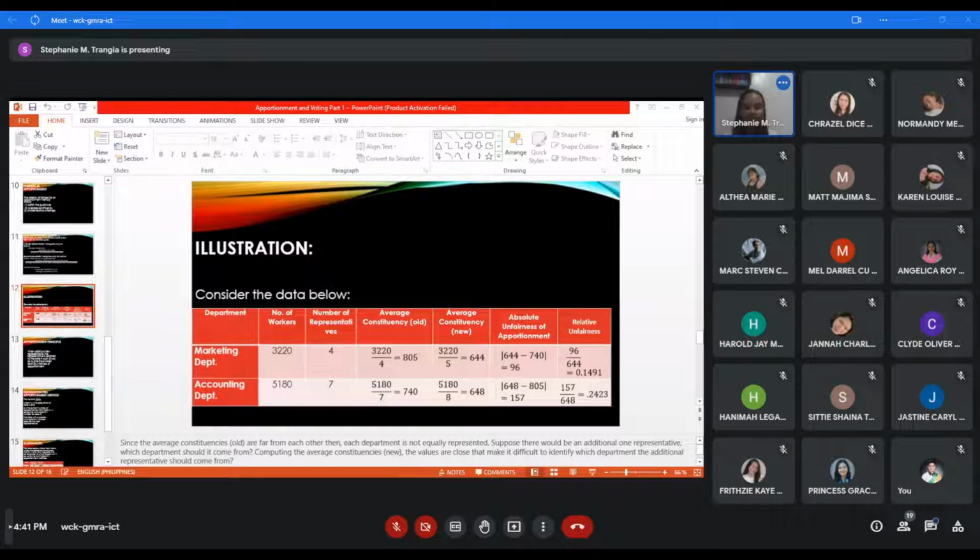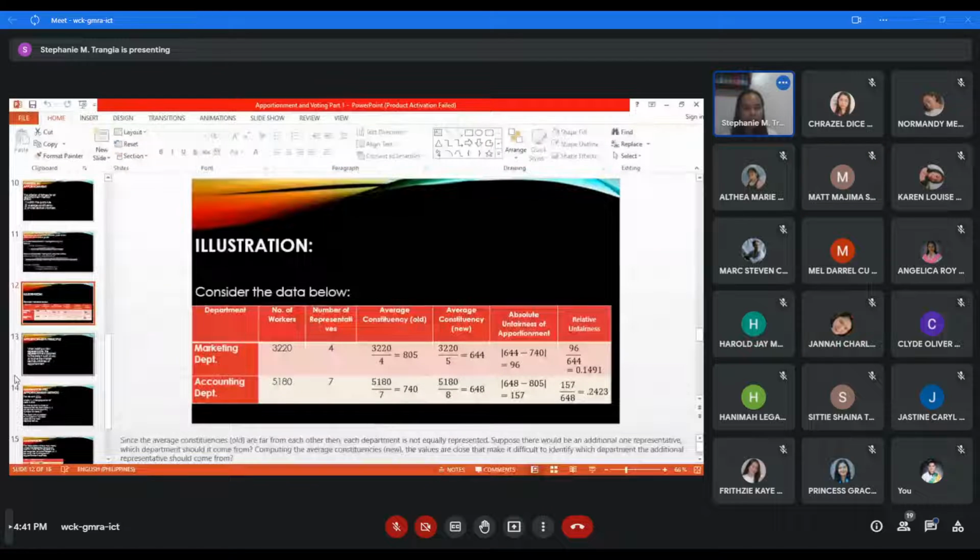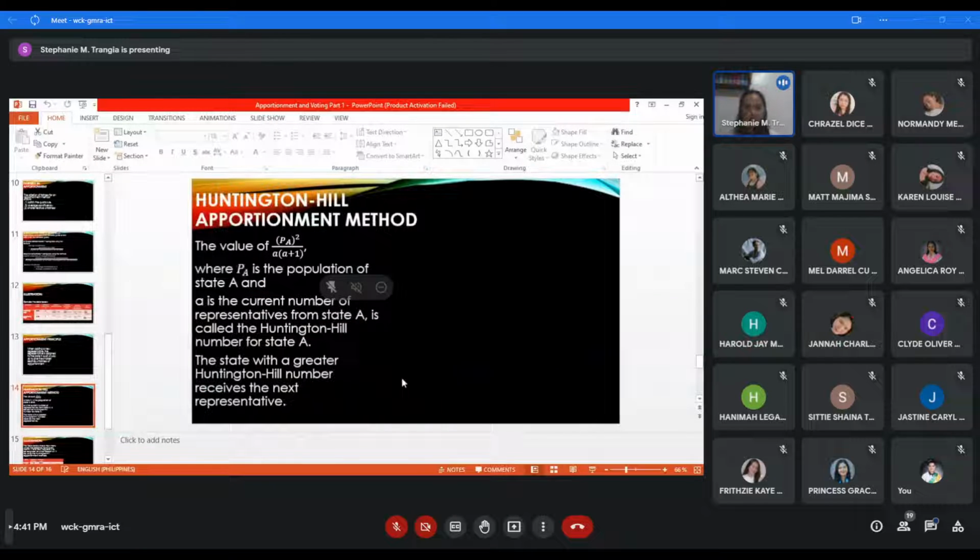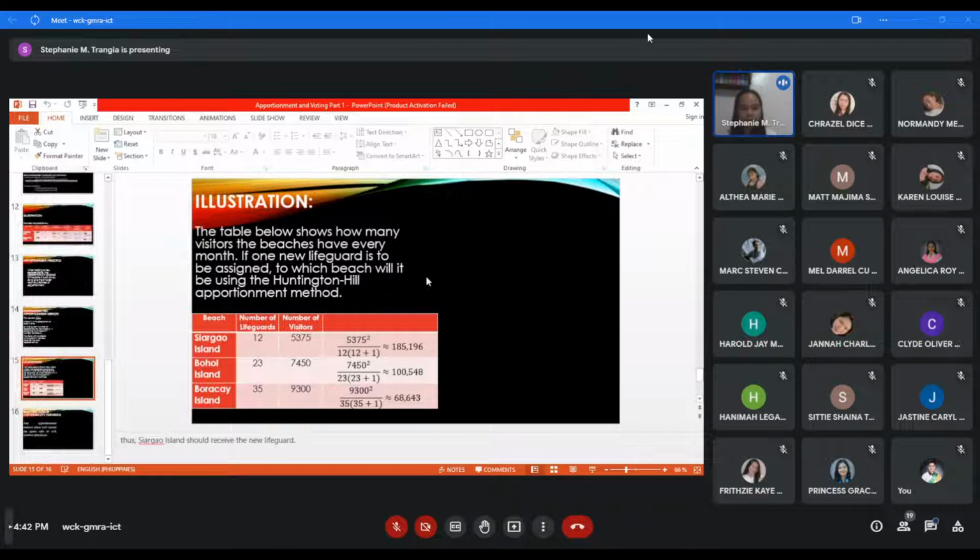Okay, any questions? Understood? Okay. So this time, we'll have the Huntington-Hill apportionment method. The value of P sub A squared over A times A plus 1, where P sub A is the population of state A and A is the current number of representatives from state A, is called the Huntington-Hill number for state A. The state with a greater Huntington-Hill number receives the next representative. For our illustration, let's have the number of visitors per beach and their lifeguards.